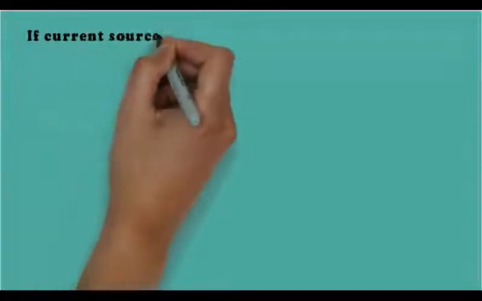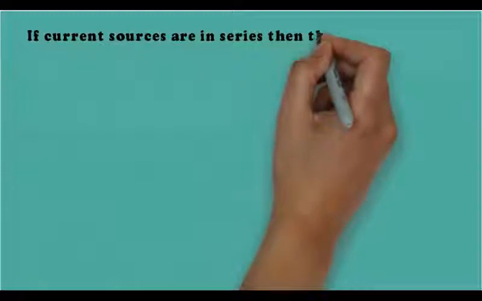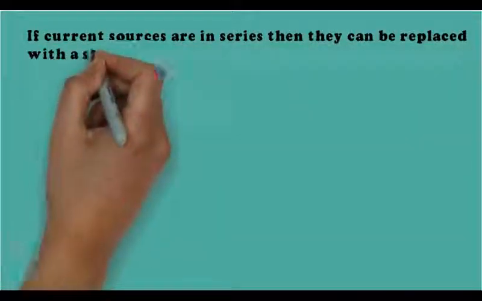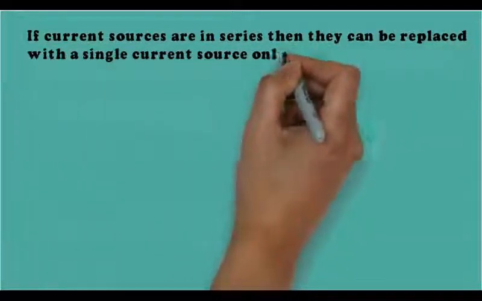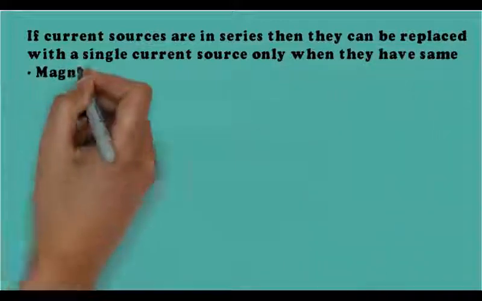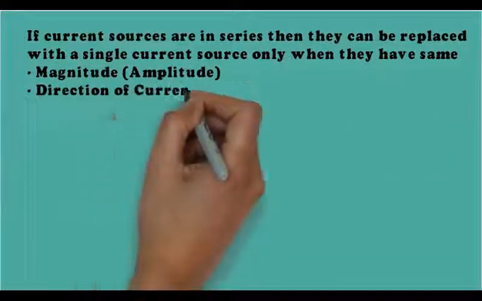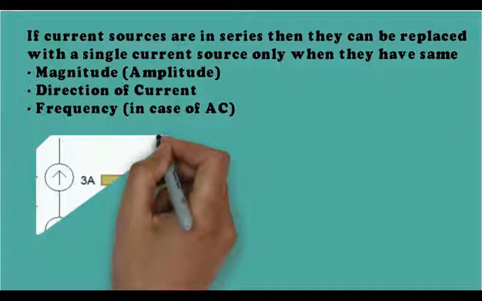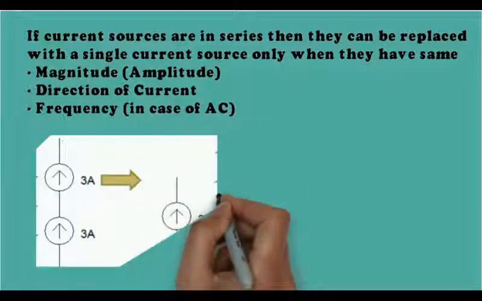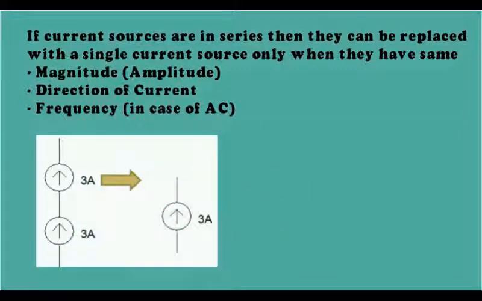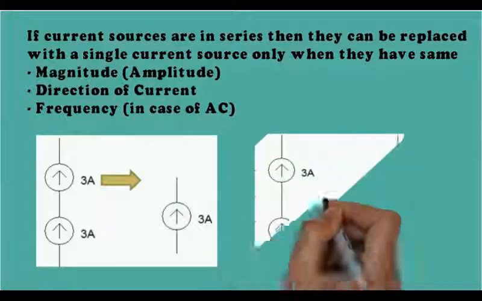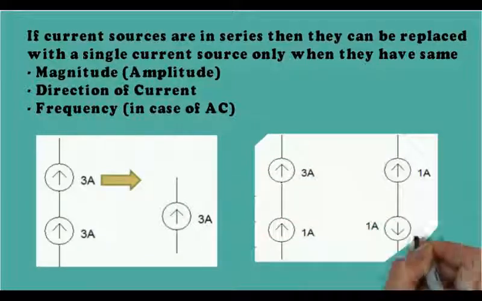If current sources are in series, then they can be replaced with a single current source only when they have the same magnitude (amplitude in case of AC), direction of current, and frequency in case of AC. These are the examples. In the first one all three conditions are satisfied, but in the next example the magnitudes of the sources are different.